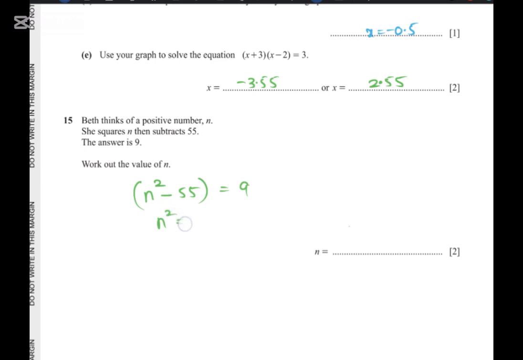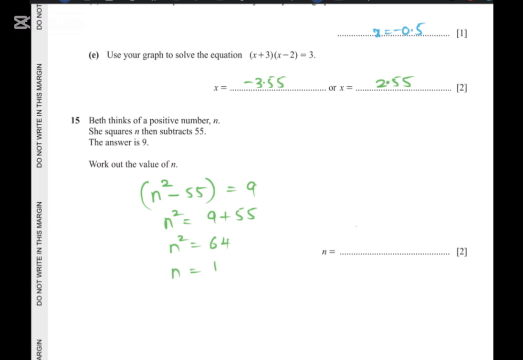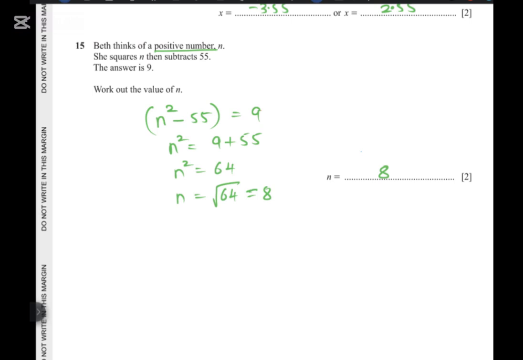So n squared is equal to 9 plus 55. 9 plus 55 is 64. n squared is 64. If it were just a number or an integer, we would have taken plus or minus. Because it is positive, we will not take plus or minus. We will take only positive. So root 64 is equal to 8. So the answer is just 8, not plus or minus 8, because it is given to us as a positive number. Question 15 is done.